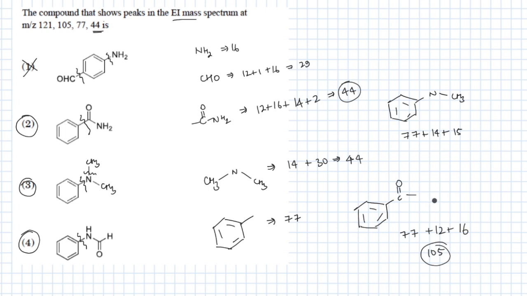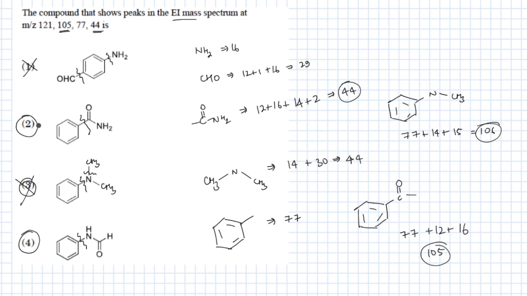So the value will be around 106, which is not a peak over here. So that means this option you can cancel out based upon this peak. Okay, based upon this peak you can cancel out option number 3. So either option 2 is correct or option 4 is correct.